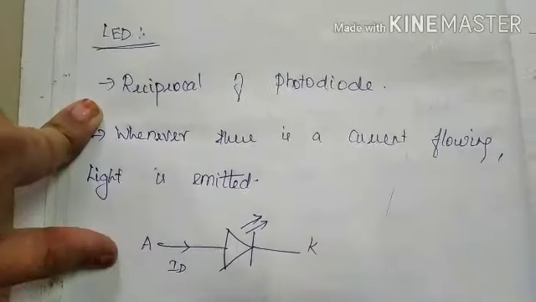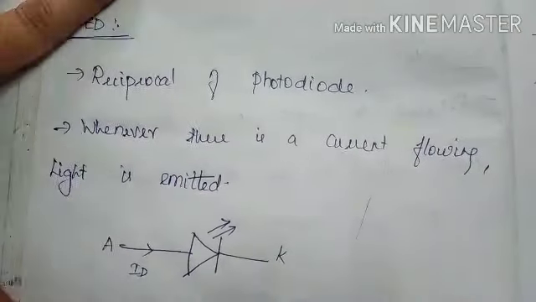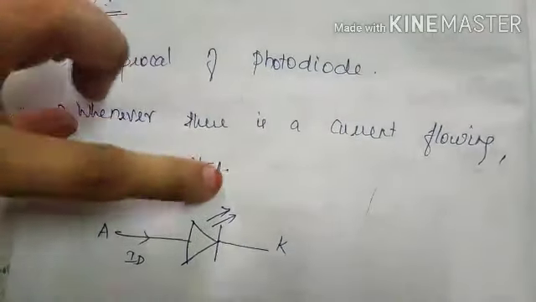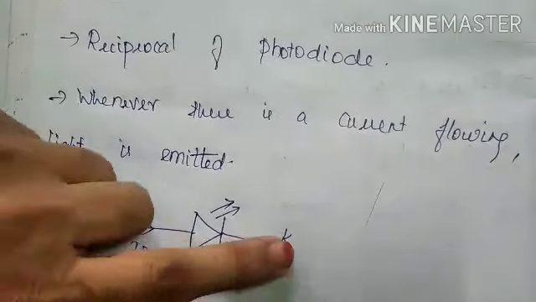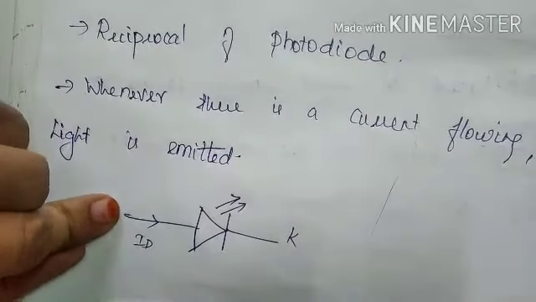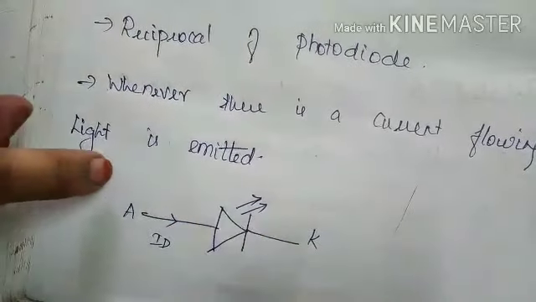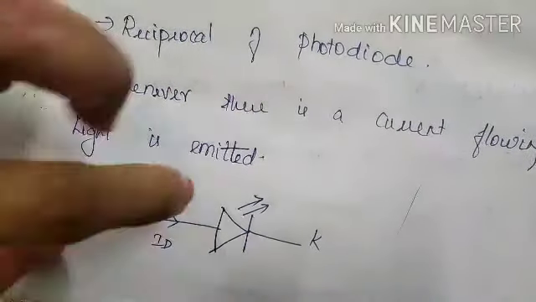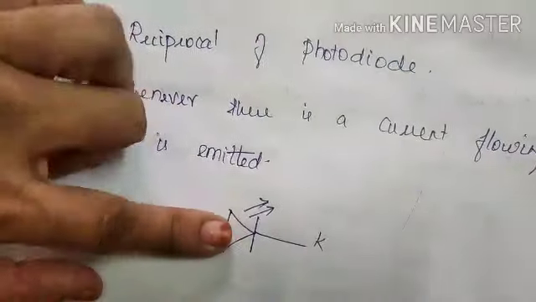The next special diode is the light emitting diode, LED. It is a reciprocal of the photodiode. Whenever there is a current flowing through this diode, light gets emitted. The current will flow from anode to cathode, so only during the forward bias condition does the light get emitted. Only during the majority carrier current, the light energy gets emitted through this diode.